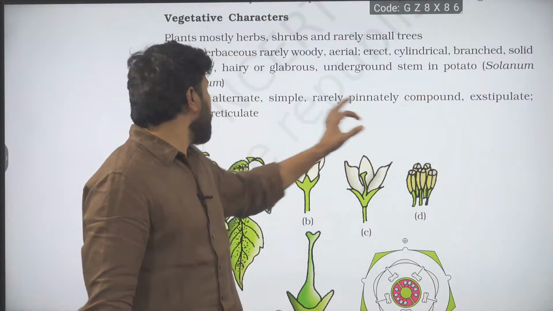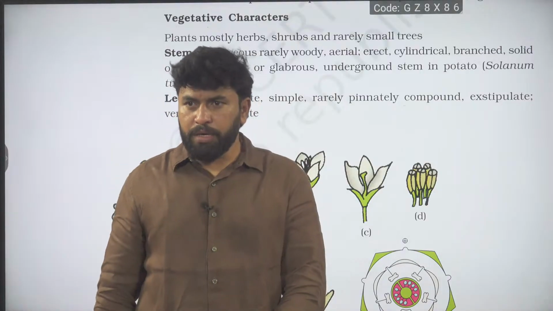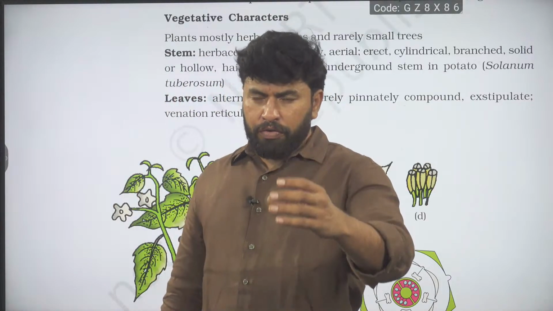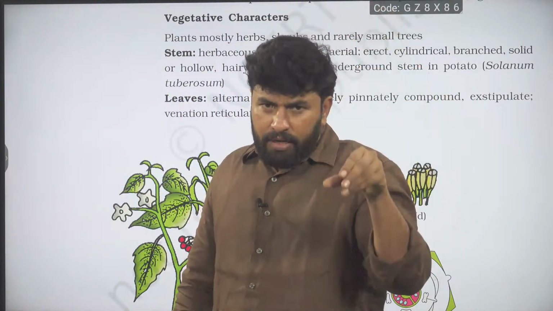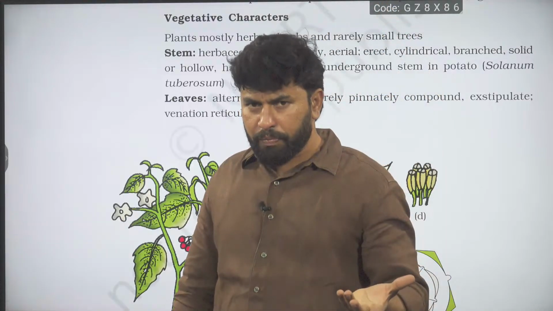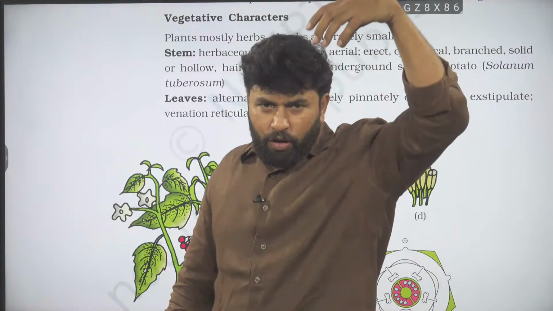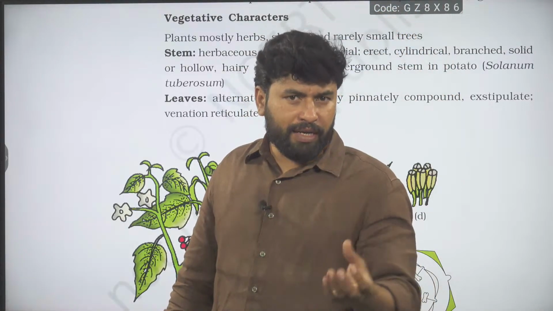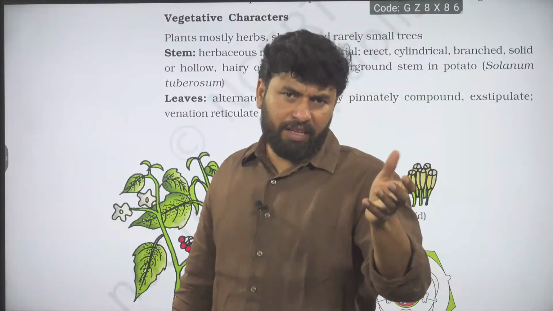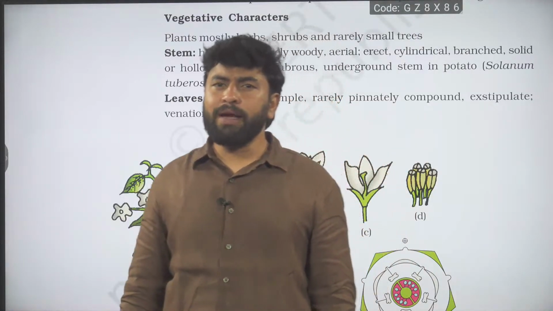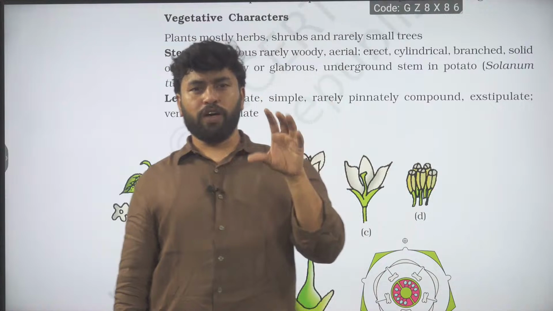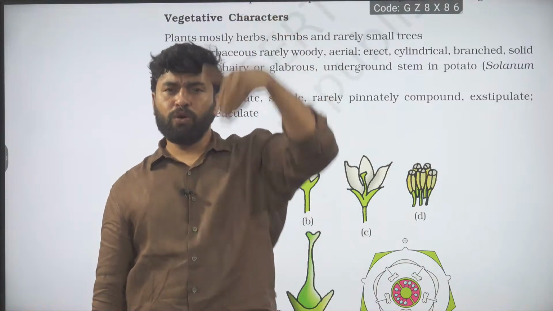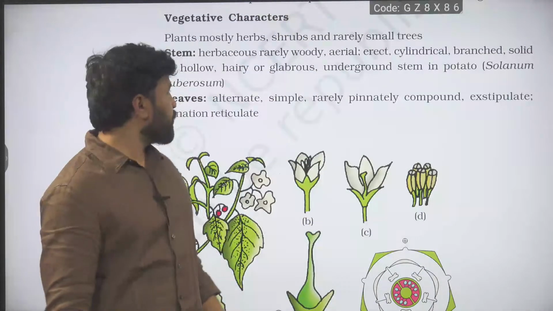Next one, solid and hollow. What do you mean by hollow? If you take some plants, in the middle they have a hole. If you see bamboo, in the center it has a large hole. But if you cut a neem plant, in the center there is no kind of hole. Those plants without a hole are called solid. Those stems which have a hole in the middle are called hollow stems.